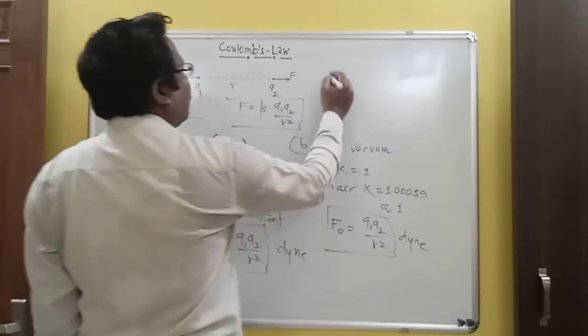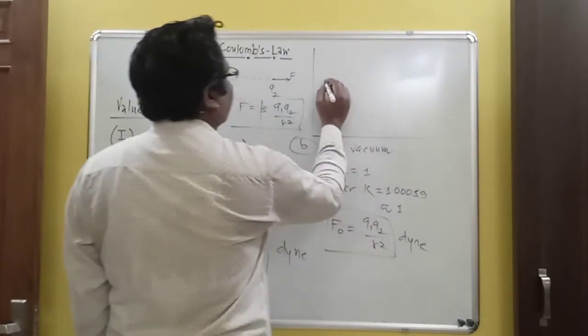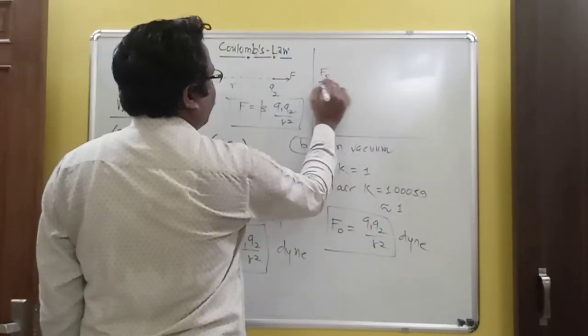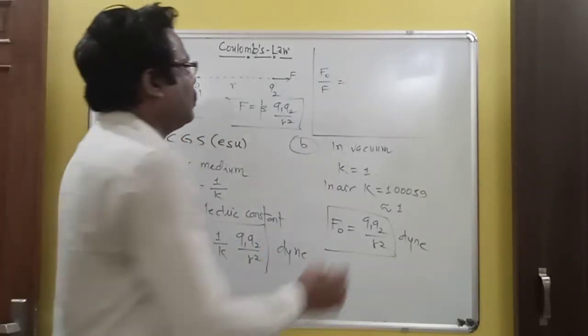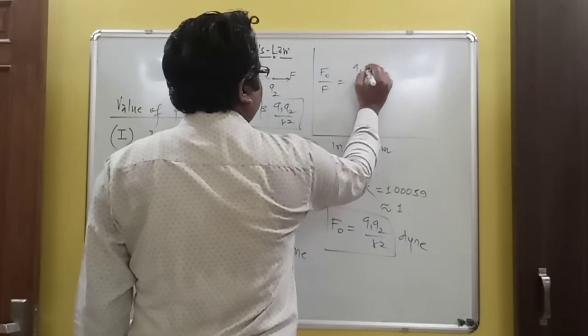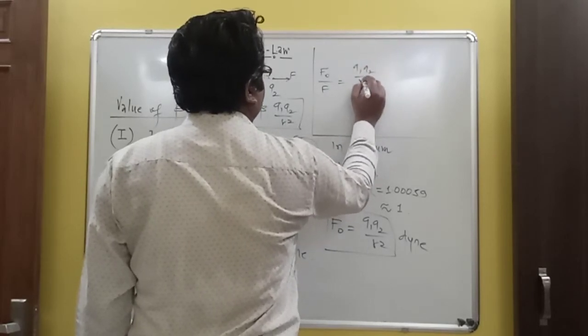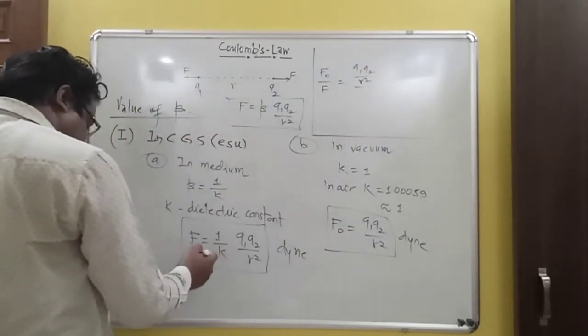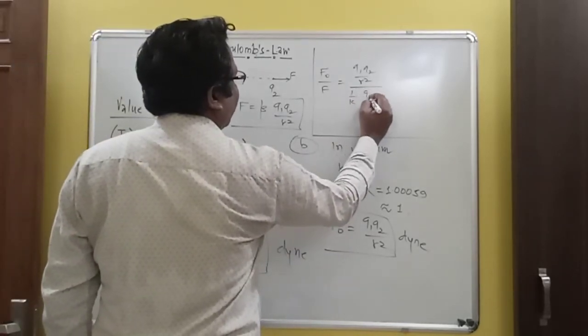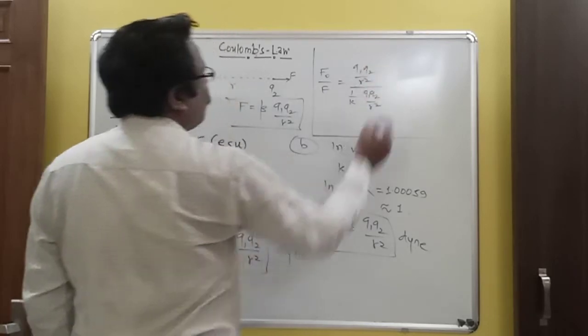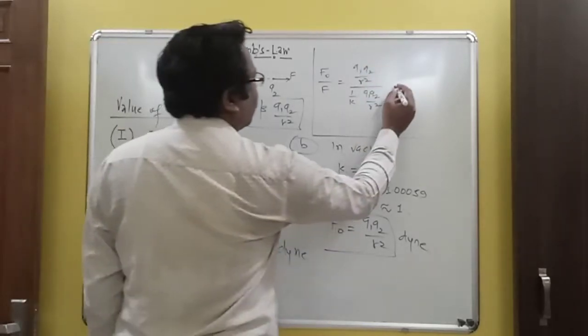Also, you may write here a very important thing. F naught upon F equals, what will you get there? F naught is Q1 Q2 by R square, and F is 1 by K Q1 Q2 by R square. This Q1 Q2 by R square cancels out and you get this as K.